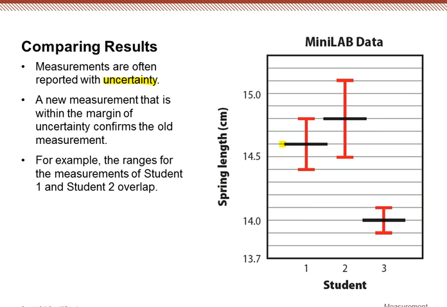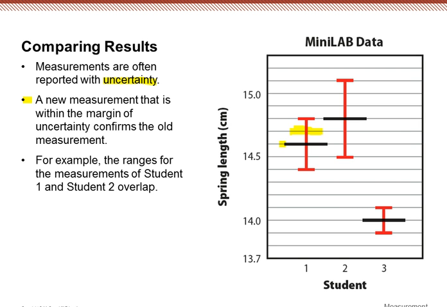And that's important because then a new measurement, say a future study that is done, a new measurement that is within the margin of uncertainty confirms the old measurement. So if we do this experiment again and we get 14.7 in here, well, that's within our uncertainty, so that confirms that our previous experiment was correct.